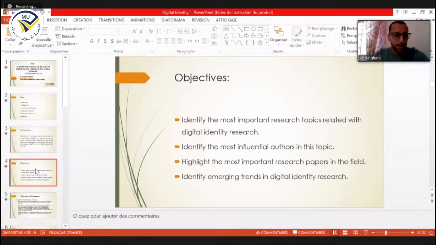The objectives of my presentation are to identify the most important research topics related to digital identity research, identify the most influential authors in the topic, highlight the most important research papers in the field, and finally identify emerging trends in digital identity research.